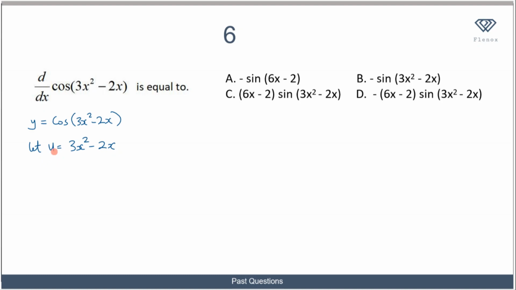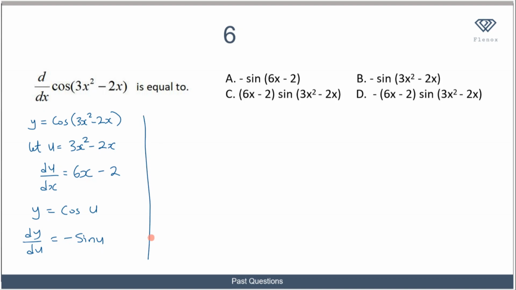So now I can find du over dx. So du over dx becomes, I differentiate this with respect to x. So 2 comes down, I have 3 times 2, which gives me 6. Then x to the power 2 minus 1 gives me 1. The differential of 2x gives me 2. So now I can rewrite my y as being equal to cos u. So dy over du, if I differentiate this with respect to u, I get minus sin u.